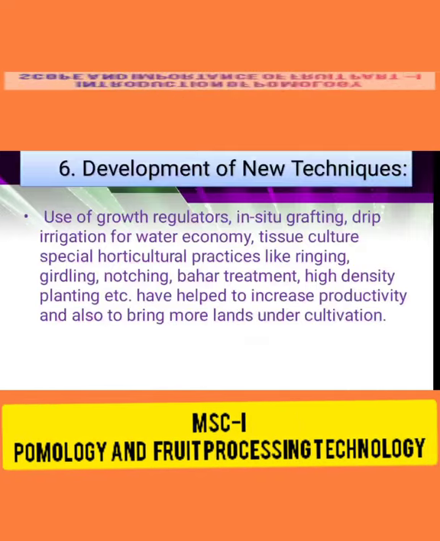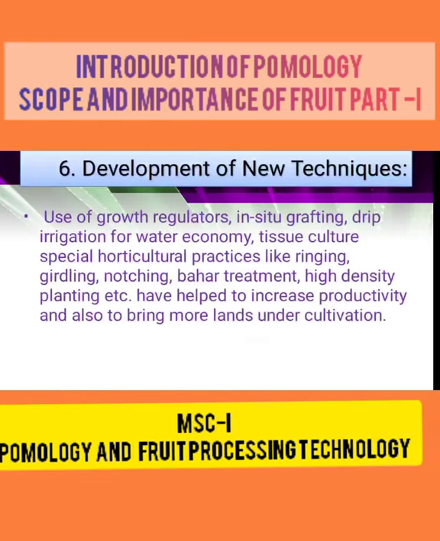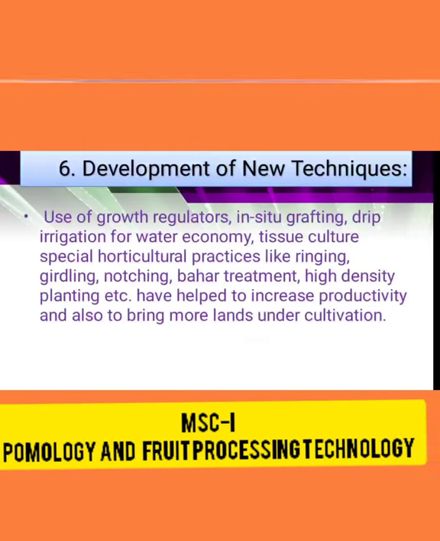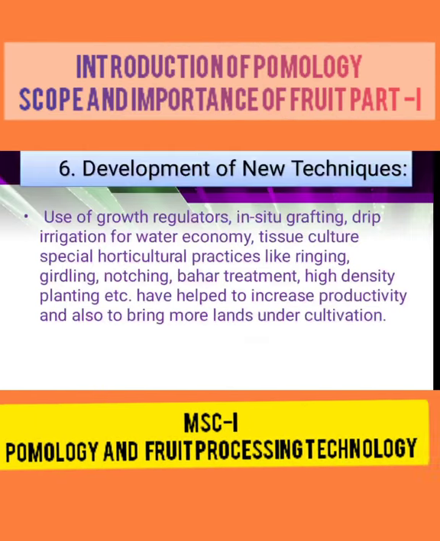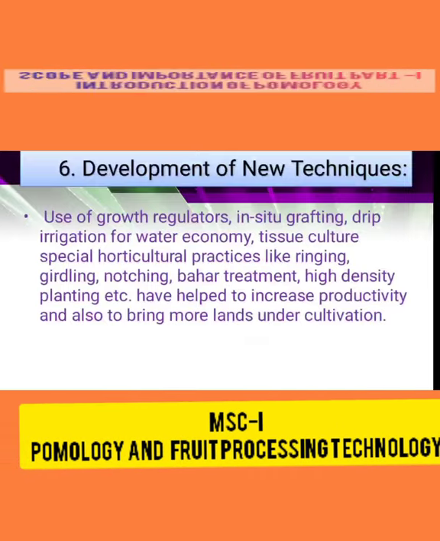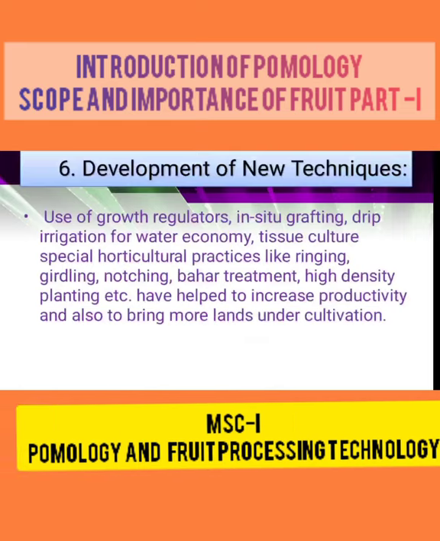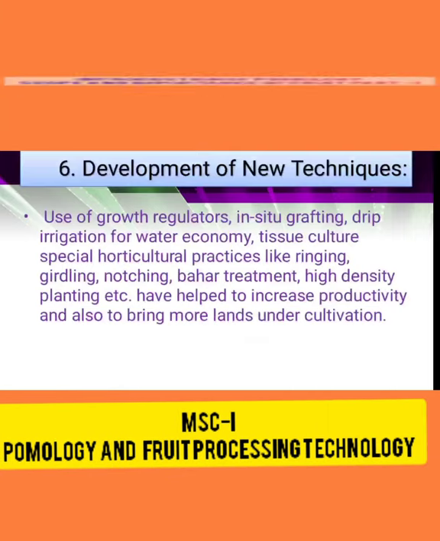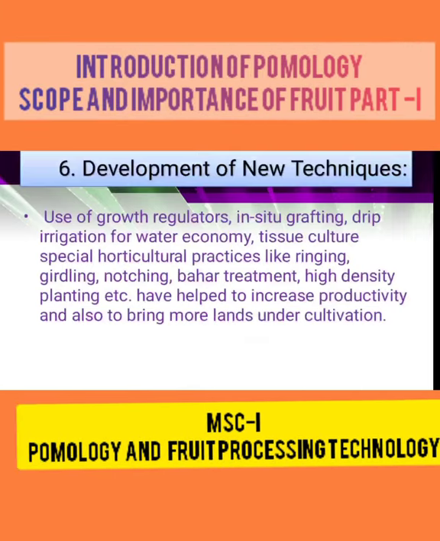Drip irrigation for water economy. If the water content available to a farmer is very low, they have developed drip irrigation. With minimal water, they can do the production. Tissue culture crops are also available, through which we get proper production and quality production.